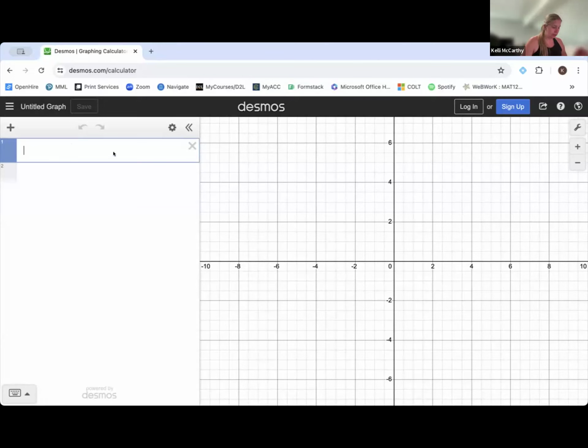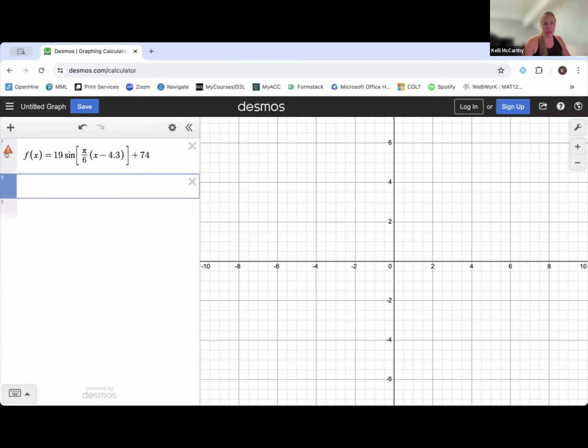All right, so let's enter our function. I'm just going to use f of x. Equals 19 sine. Now, I do want to illustrate one thing. I used brackets in my example because it helps visually see the different grouping symbols. But this is going to give us some issues, I believe. I tried it before and it didn't quite work. x minus 4.3, close that bracket, plus 74. And yep, there's that error there.